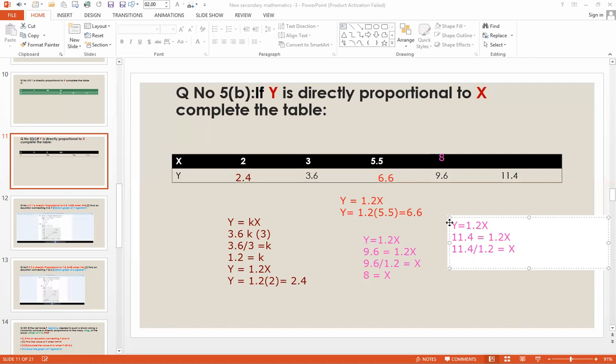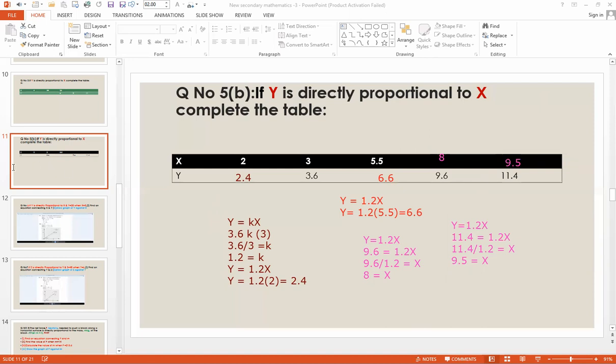We have to divide 11.4 divided by 1.2. Okay. And we will get 9.5. So 9.5 is equal to x, and we have to put it here in the table. 9.5. So that is question number 5 part B. I think it is clear how you have to fill the table.